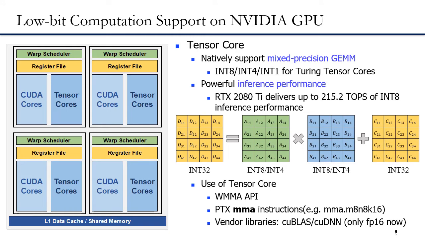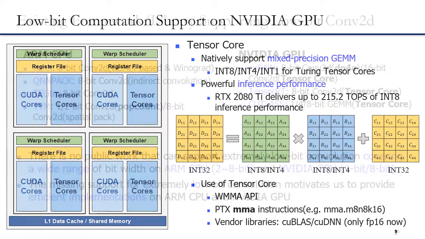Developers can use tensor core in 3 ways: CUDA WMMA API, MMA instructions, and some vendor libraries. MMA instructions support more flexible sizes for matrix multiplication and enable programmers to manage registers explicitly. Therefore, we choose to use MMA instructions to utilize tensor core.